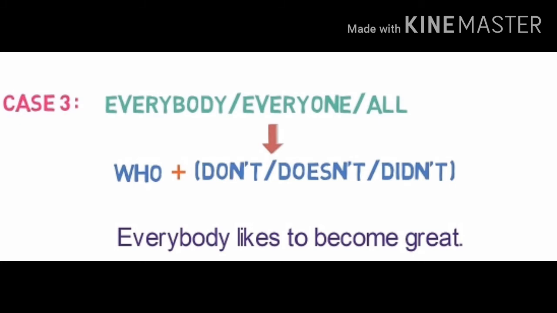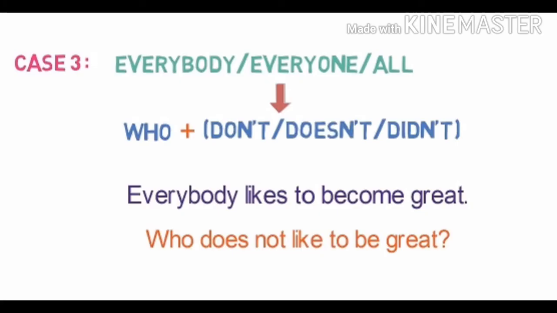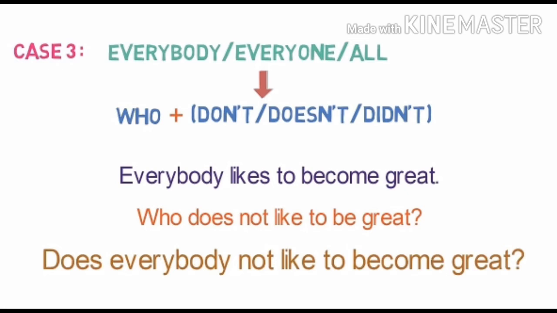Now converting it into interrogative: who doesn't like to be great? And then a question mark. We can even convert this sentence like we just saw, applying 2 steps. It would be, does everybody not like to become great? Okay, both the sentences are correct. Here we are clear how to convert assertive to interrogative sentence.